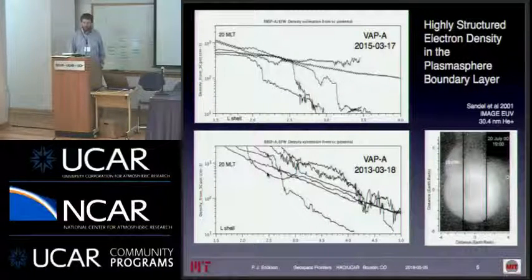This is just me pulling off a few electron density profiles in the plasmasphere boundary layer on a couple of storm days. This is the famous March 17th, 2015 storm. This is the one in 2013. This is as a function of L shell from 1.5 to 5 here. This is density on a log scale. See all of that structure? I can probably guarantee you that there's Bragg scatter in here at meter scale wavelengths.